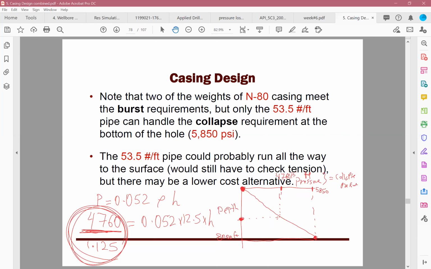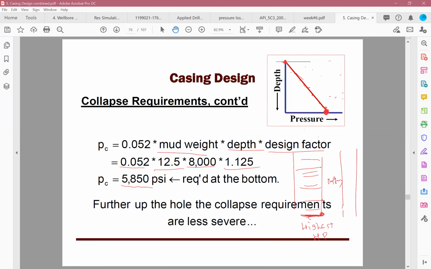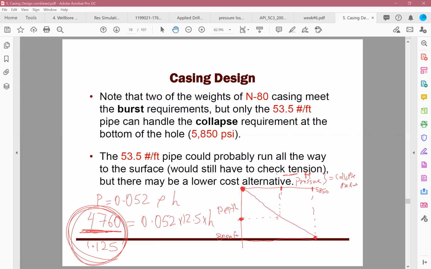So I shouldn't look for this because my collapse rating is 4,760. That's true, but I shouldn't design for 760 PSI. I should design for 760 divided by 1.125, and that gives me the depths, right? If you look at it based on the equation, you always put that design factor here. So you should have that 1.125 on the right-hand side, which you have to take to the left, right?